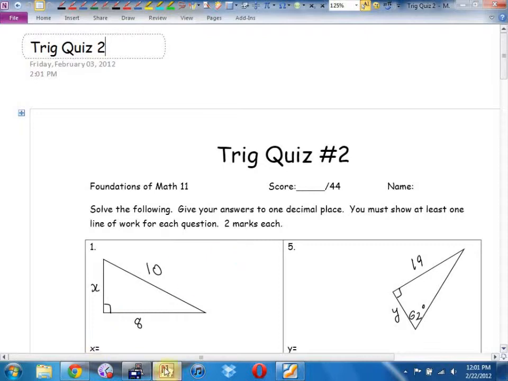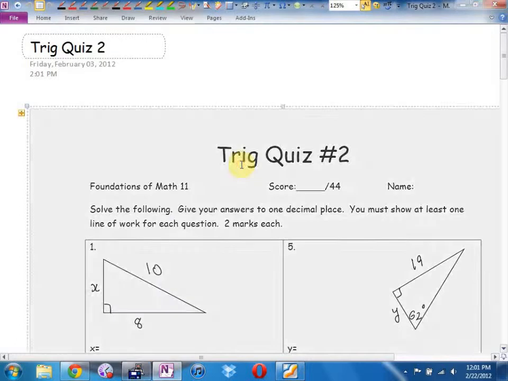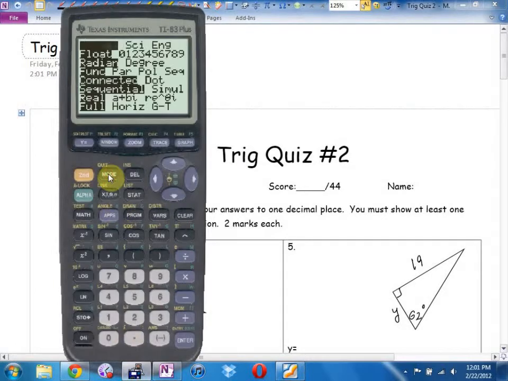Trig Quiz 2. Here we go. Oh, and I think I am in, yeah, I just taught Math 12. I'm in radians. I need to be in degrees.